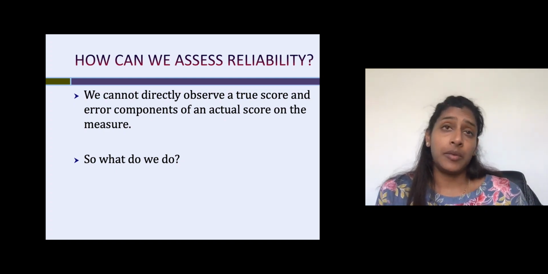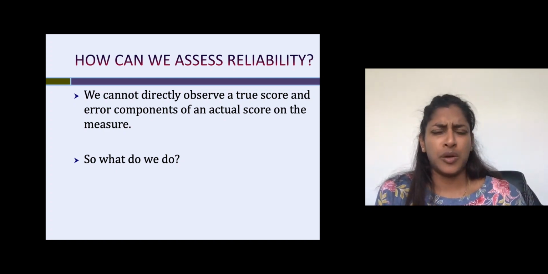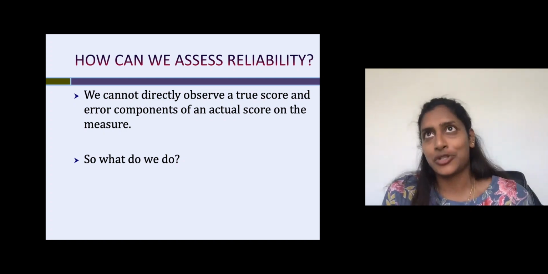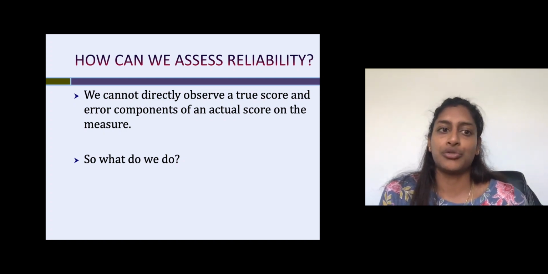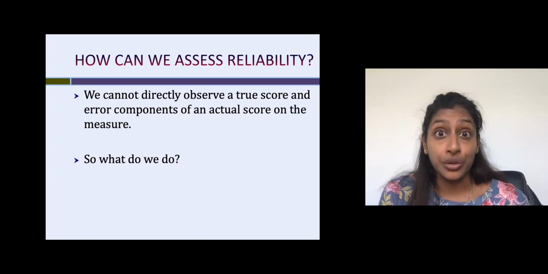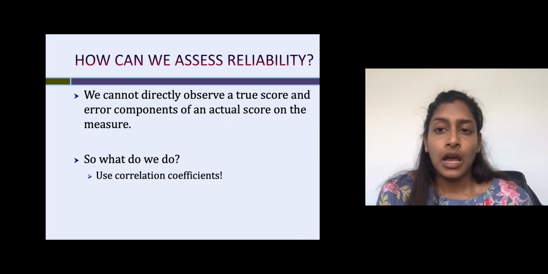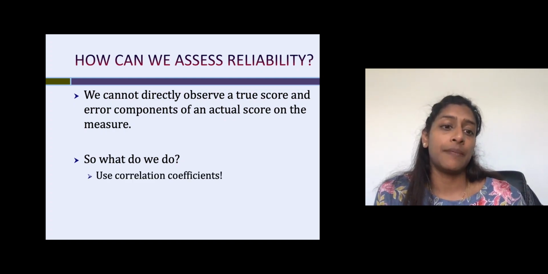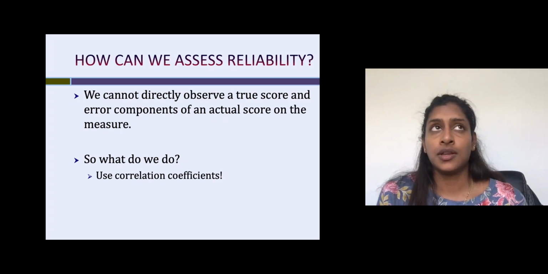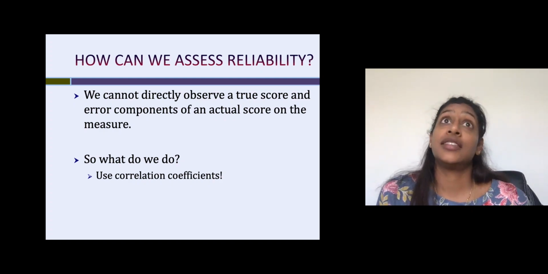Okay, so the problem here, and as you've probably been reading about, is that we can't actually directly observe a true score and error components. So what do we do? What can we do here? In this case, we can use something called correlation coefficients. I hope your next question is, well, what the heck is that, Dr. E?